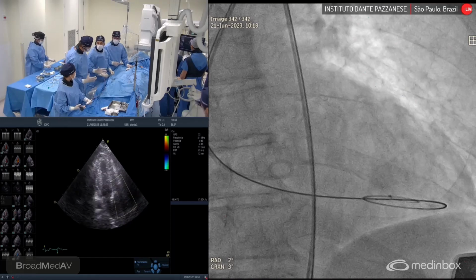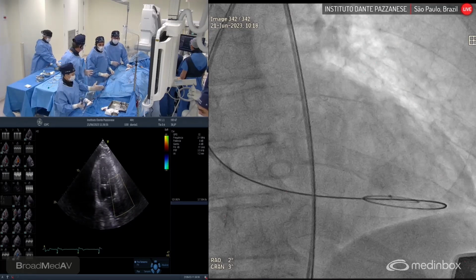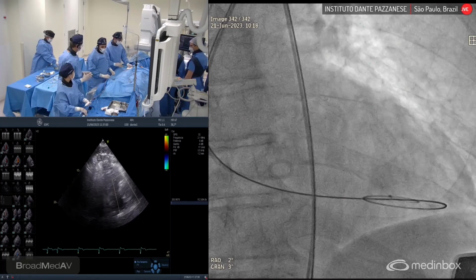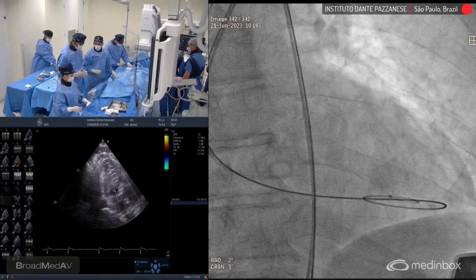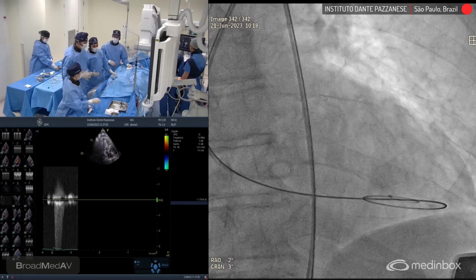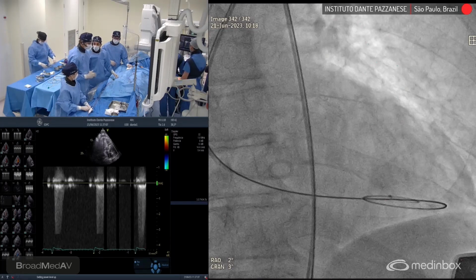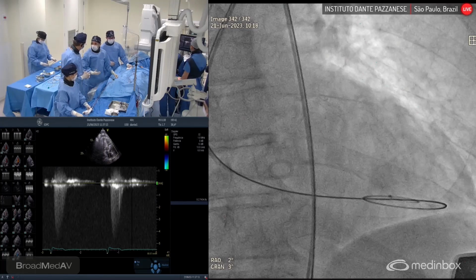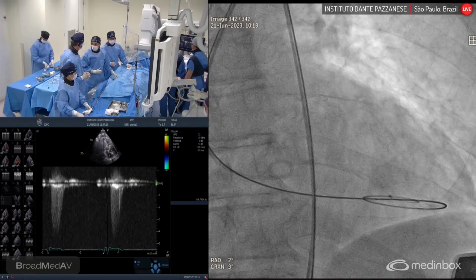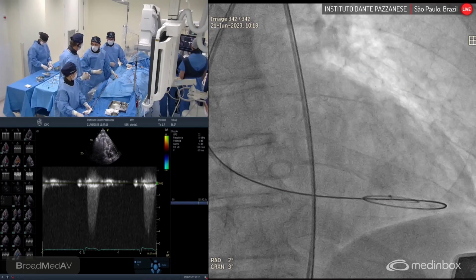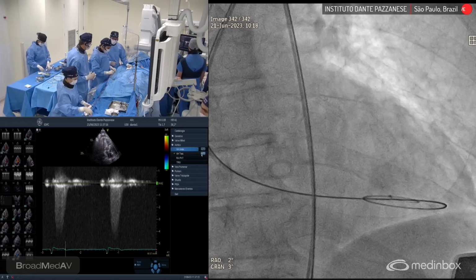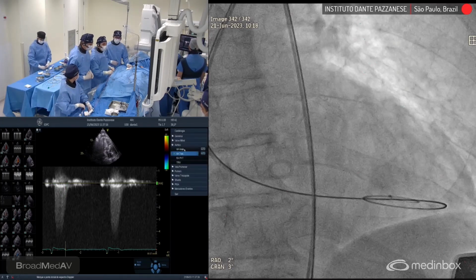Is there a difference between balloon expandable and self-expandable in terms of the bicuspid? I think that when we are using a self-expandable device, these devices are more forgiving. You can sometimes choose a bigger valve when you are dealing with a self-expandable valve. But with balloon expandable, we try to be precise in terms of sizing. Okay.